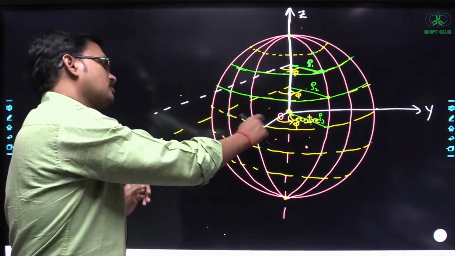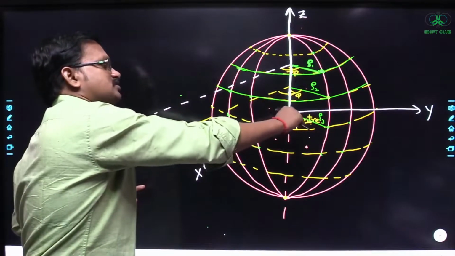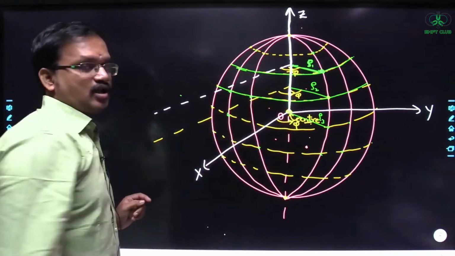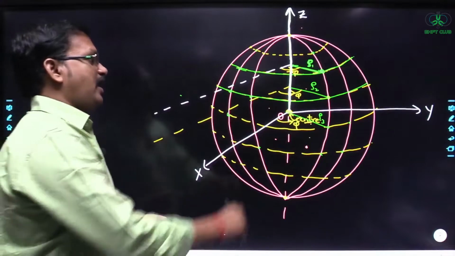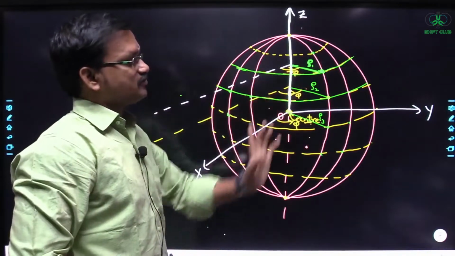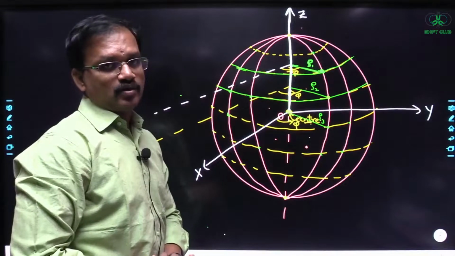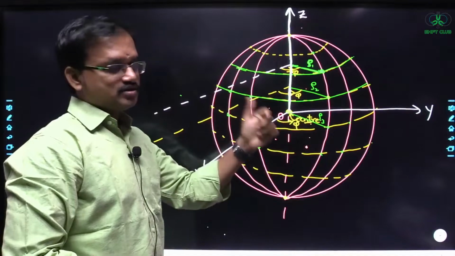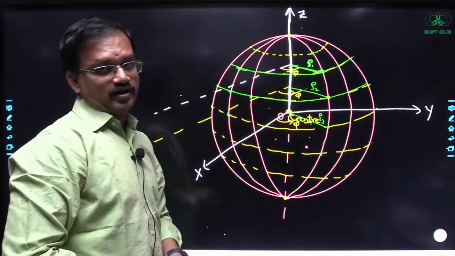So the definition of phi will remain the same as in the case of cylindrical coordinate system. So here also it is measured with respect to the x-axis, in anti-clockwise direction, and it is the angle between the x-axis and rho, where rho is the radius of the horizontal circle. The only difference is that in cylindrical coordinate system rho is constant, but here rho is going to vary.